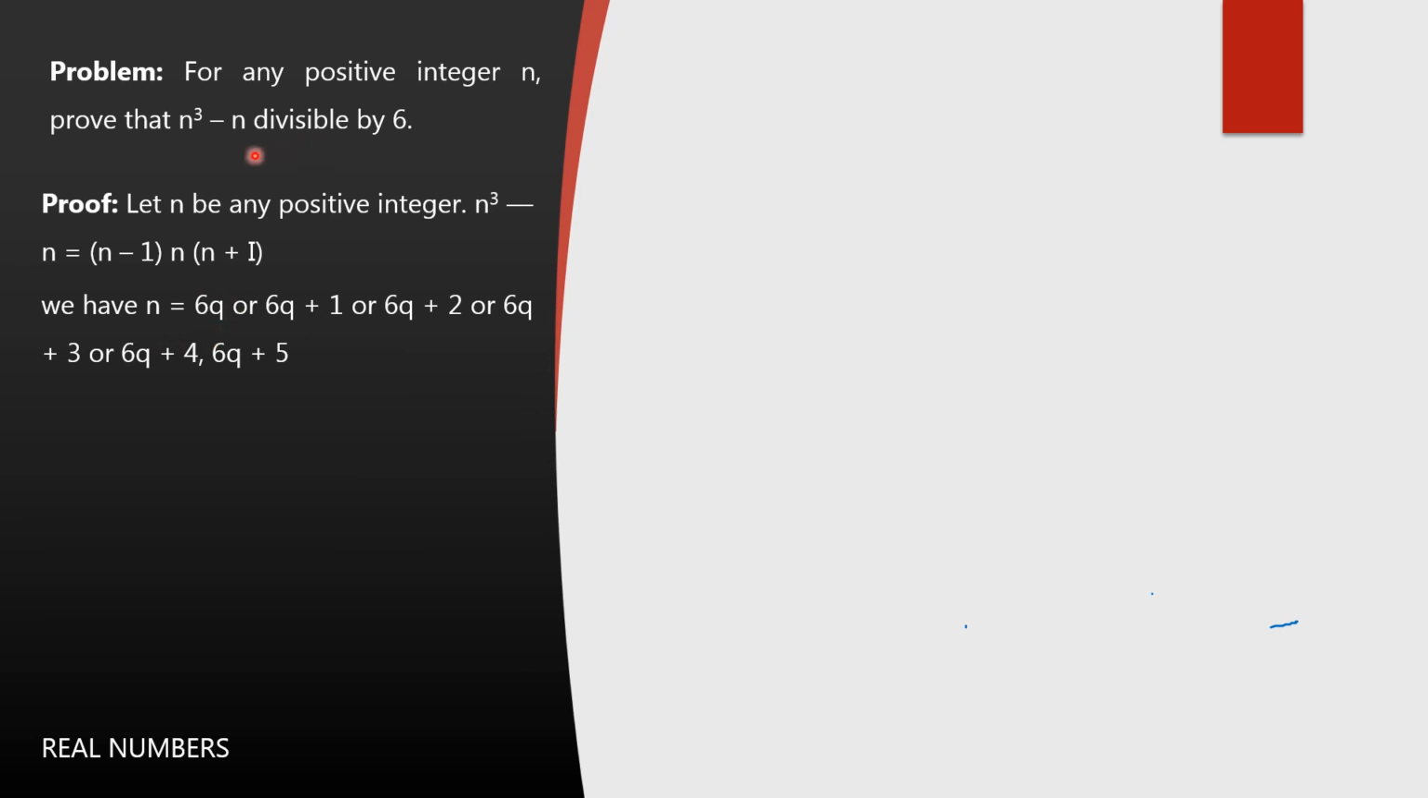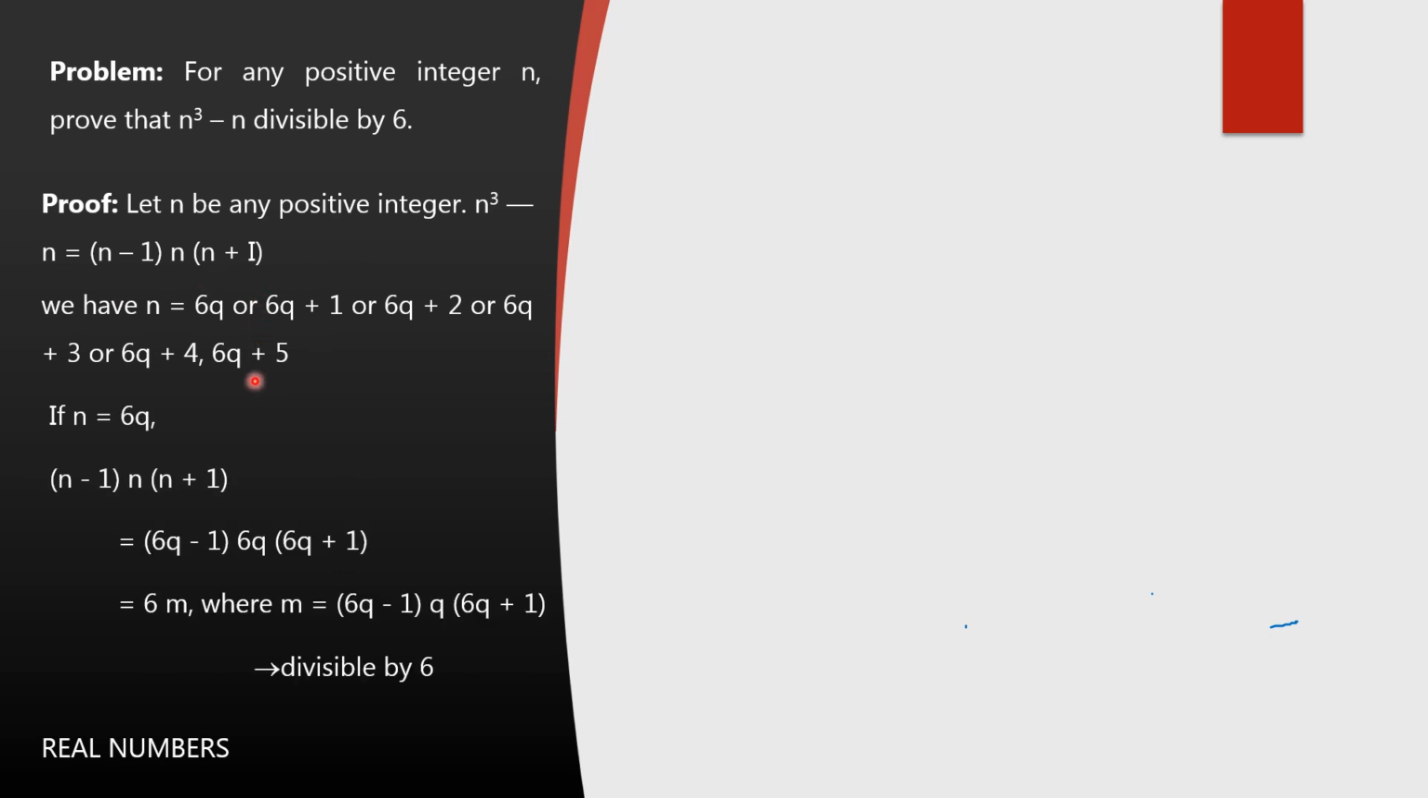Now, here you have to check the divisibility by 6. That's why I apply Euclid's division lemma to n and 6. You will get n is equal to 6q or 6q plus 1 or 6q plus 2 or 6q plus 3 or 6q plus 4 or 6q plus 5, for some integer q. Well, I will verify the divisibility of this product n minus 1 into n plus 1 by 6 for any 3 cases. Now let me take n is equal to 6q.